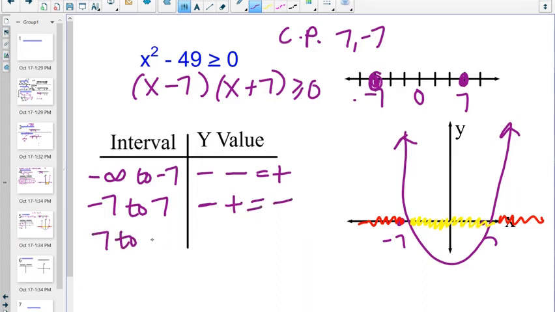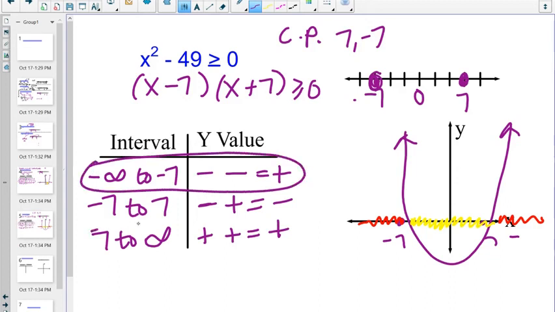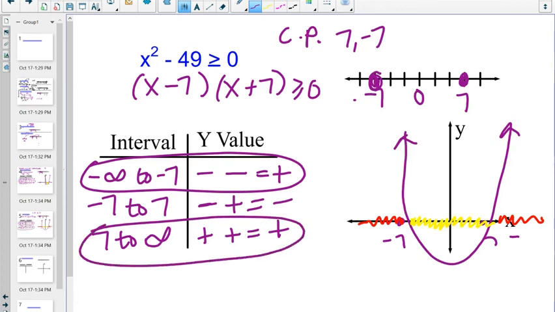And then 7 until infinity. Okay, anything over here on the other side of my red. If I pick 10, for example, 10 minus 7 is positive, 10 plus 7 is positive, so I get a positive number here. So I'm looking for greater than 0. That's these two pieces. So that's when x is greater than 7 and x is less than -7.